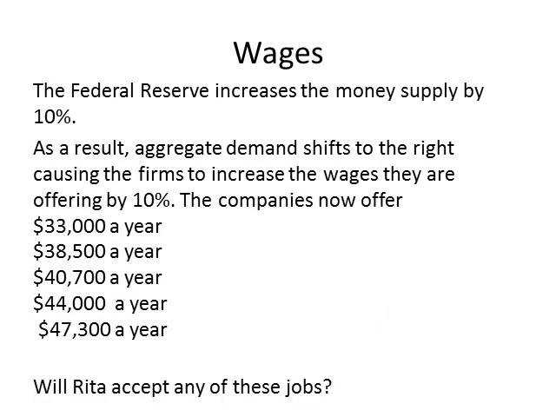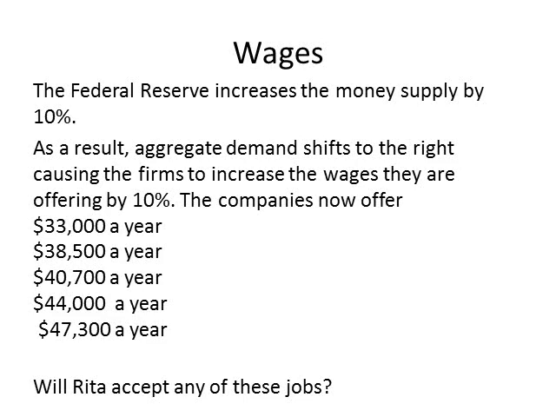Now suppose that the Federal Reserve increases the money supply by 10%. As you may remember, the increase in money supply will cause interest rates to decrease, which in turn, according to the neoclassical theory of investment, will cause an increase in investment. The increase in investment will cause aggregate demand to shift to the right, causing the price level to increase as well. As a result of the increases in prices, the firms where Rita interviewed now have increased the wage they offer to potential workers. Will Rita accept any of these jobs?